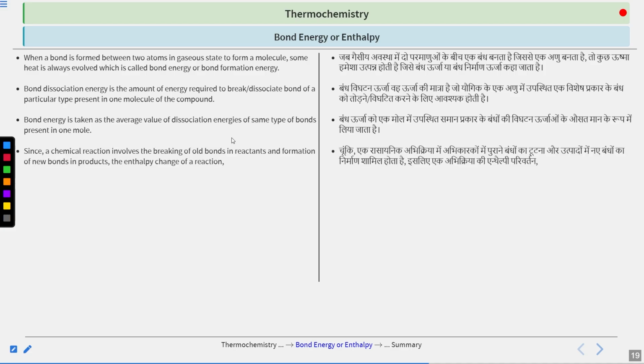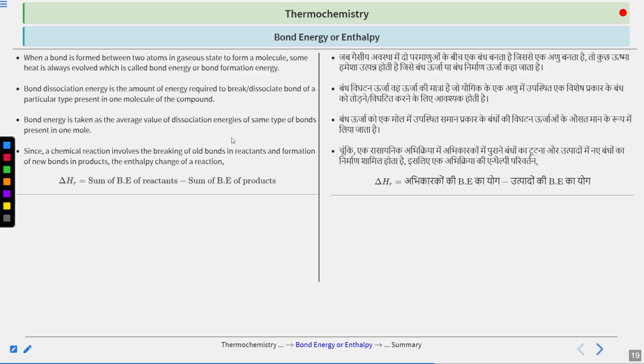Clear? Moving on further, since a chemical reaction involves the breaking of old bonds and the formation of new bonds, the enthalpy of reaction is written in this way. It is the sum of bond energies of reactants minus the sum of bond energies of products. Clear to all of you?